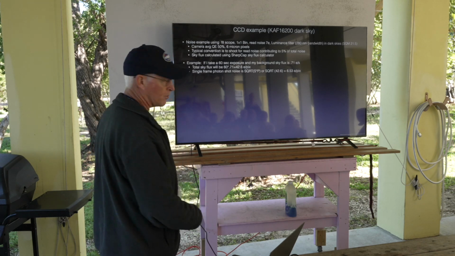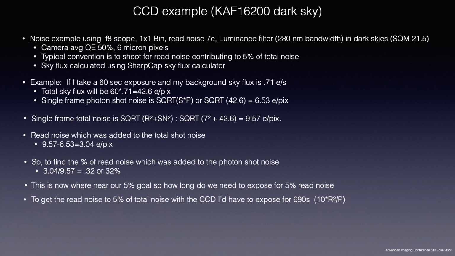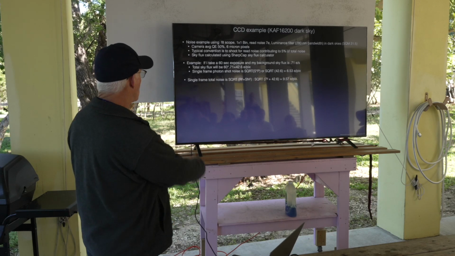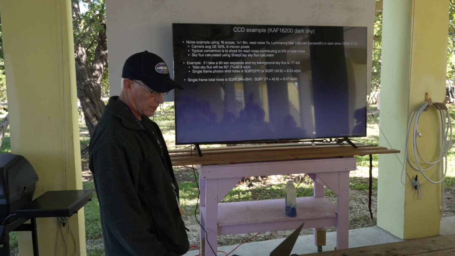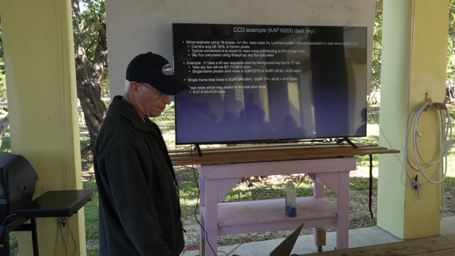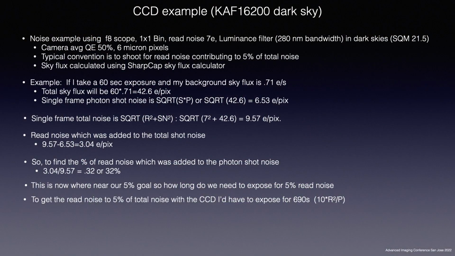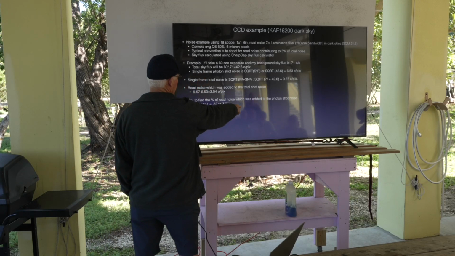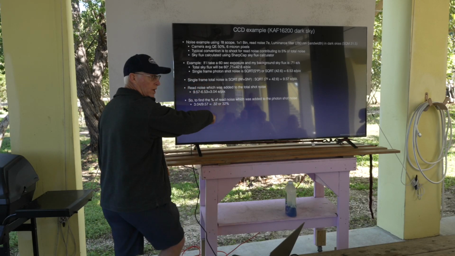And we're going to run it through some of those other equations I had before. Don't worry about them, but in the end, this thing called single frame photon shot noise with this system ended up being about 6.5 electrons per pixel. The single frame total noise ended up being 9.57 electrons per pixel. And the read noise, which was added to the shot noise, was about 3 electrons per pixel, because it's a relatively high read noise camera. So the percentage of the read noise which was added to the photon shot noise was 32%.